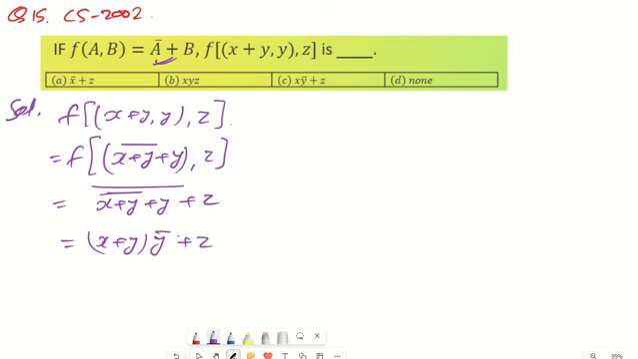plus z. Now if you see, multiply that, you are going to get x y bar plus y y bar plus z. If you see that, you are going to get y y bar as 0, so you will be having the value x y bar plus z. So as you can see, the solution is matching with option C. Okay.